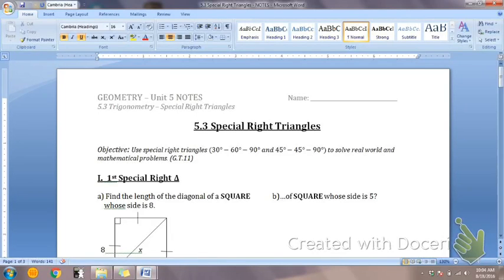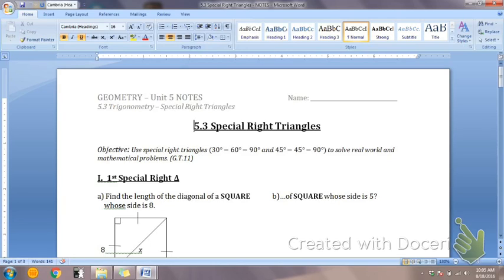Let's begin. Okay, so today we're talking about special right triangles. Remember yesterday we talked about the Pythagorean Theorem, and how it allowed us to find side measurements. So we can only use the Pythagorean Theorem when I know two sides, right?